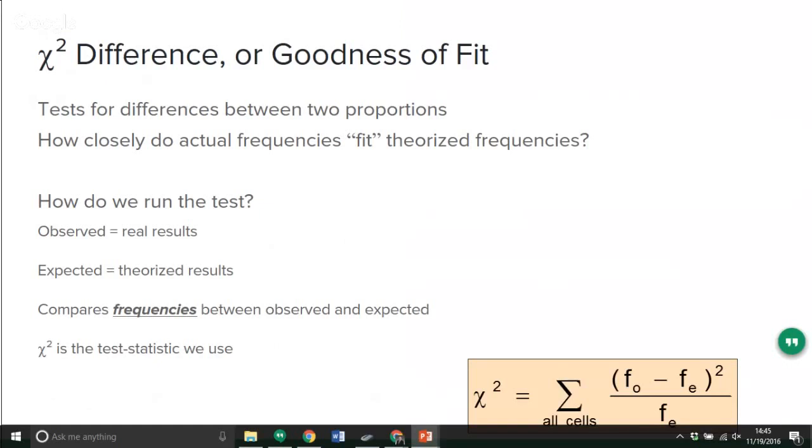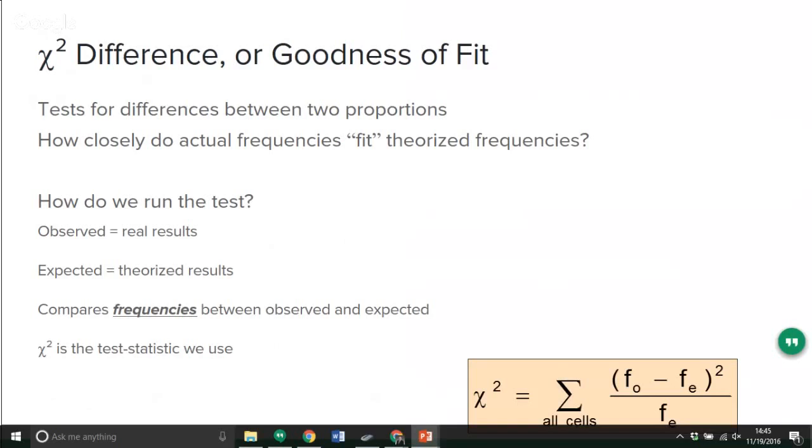Now, I'm not requiring you to know or memorize this particular formula. However, the general gist of the formula, I think, is important. We are running a test that looks at differences between real results, or the sample, and theorized results, which would be the population. It's comparing frequencies between observed and expected. And it's important to know frequencies because that's one of the reasons why we're using chi-square, to use it with categorical variables, particularly nominal variables.